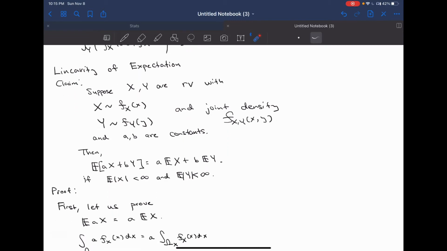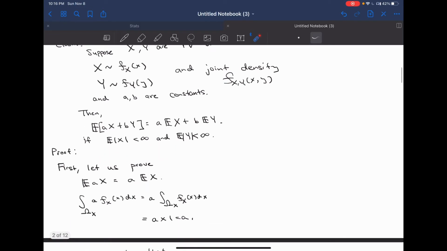So linearity of expectation actually holds for more general conditions, but for this proof, we're just going to assume these conditions here so that we can apply Fubini's theorem. So first, let's prove this pretty basic statement. Expectation of aX is equal to a times expectation of X.